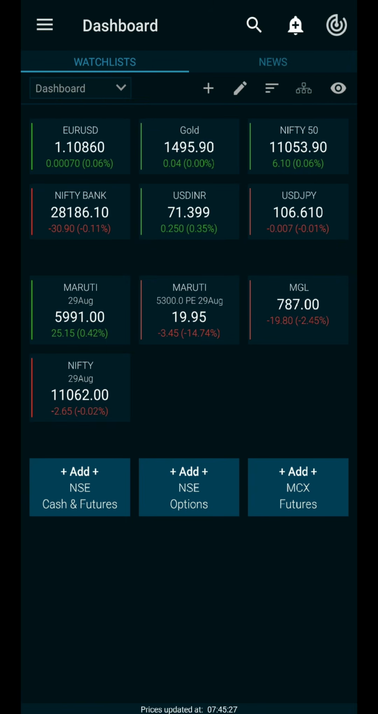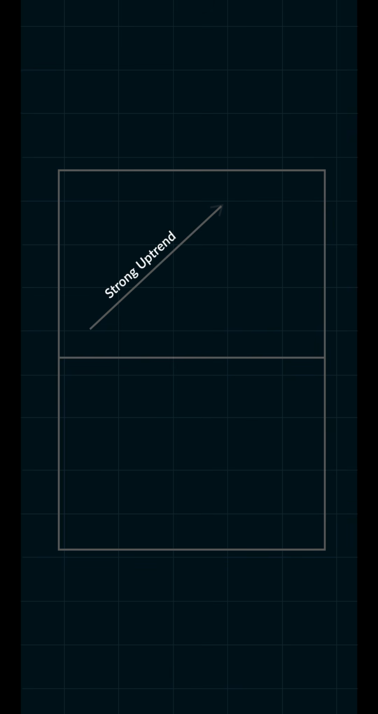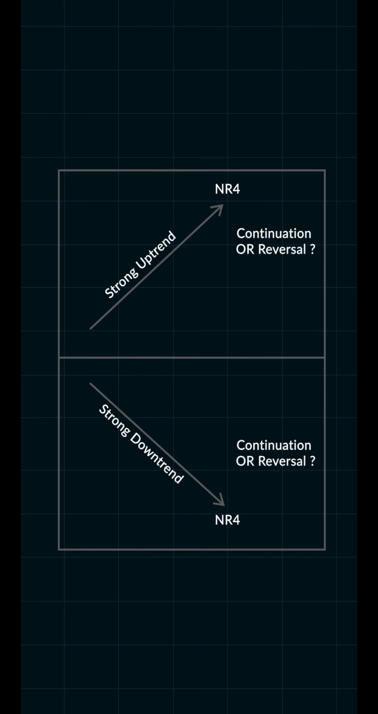Before we run the scans and look at the results, I want to brief you on the different circumstances under which the NR4 and NR7 bars occur. The first case is where a strong uptrend or strong downtrend is in progress, and we are going through a pause. This pause could be a signal for a short-term correction possibly, or a continuation.